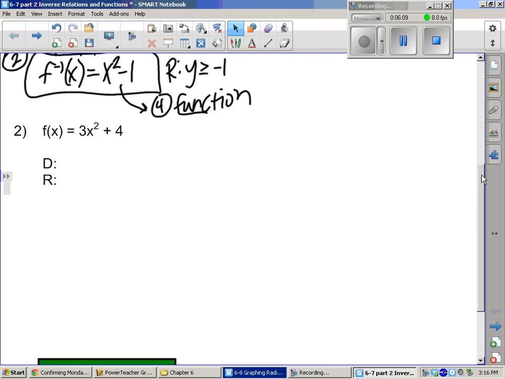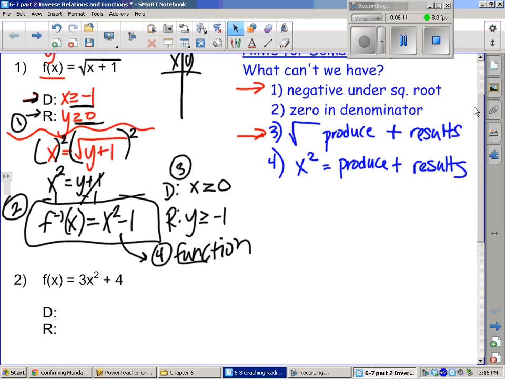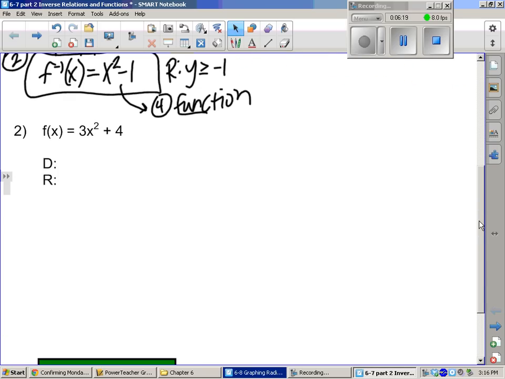So look at your little list. We have no square roots, no fractions, but we do have an x squared. That's actually going to affect the range. So if I think about what I'm allowed to plug in, I can do anything. Anything's legal. You can square a 0, you can square a negative, you can square a positive. So anything's legal to put in for x.